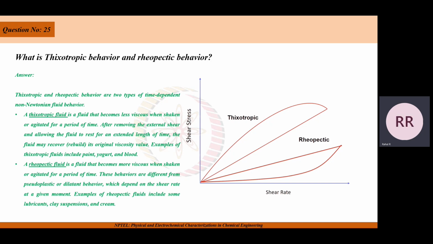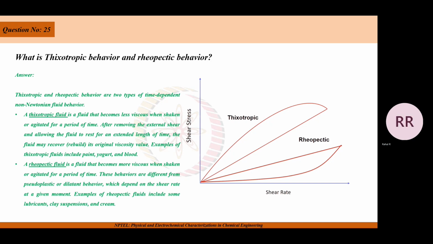So in a thixotropic fluid, the viscosity lessens when it is shaken or agitated for a long time. So when paint or yogurt or blood is agitated for a long period of time, its viscosity will be smaller, and after some time it will regain its original viscosity value. Whereas a rheopectic fluid becomes more viscous when shaken or agitated. Some examples are clay suspension, cream, etc.